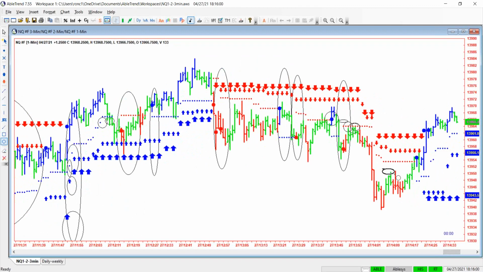Okay, there's our 2 greens. And at this point, we were about 15 points in profit. And 1 minute later, we'd be stopped out right there. So that was a good one. 15 points is $300 on the mini NASDAQ, which is our favorite market to trade.